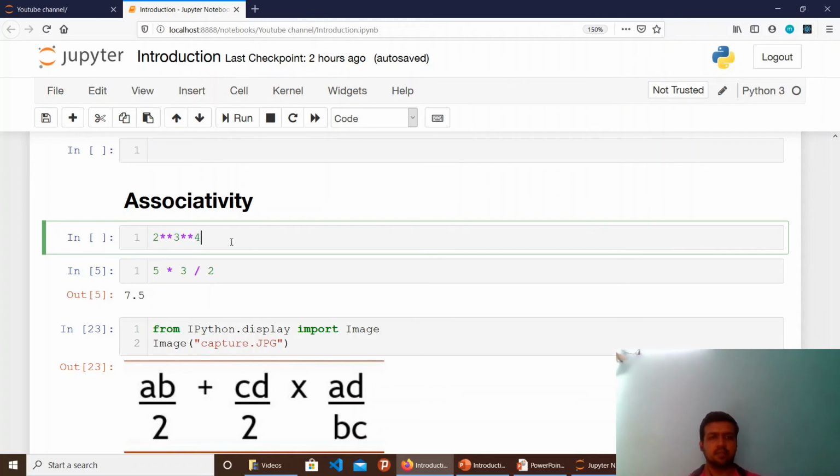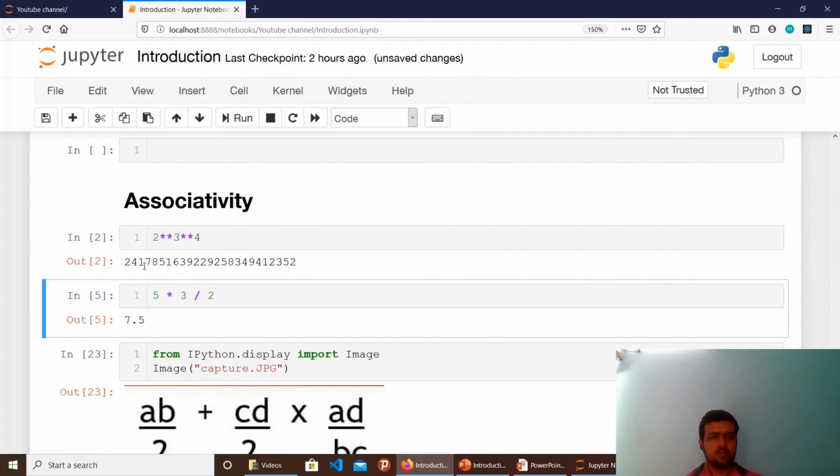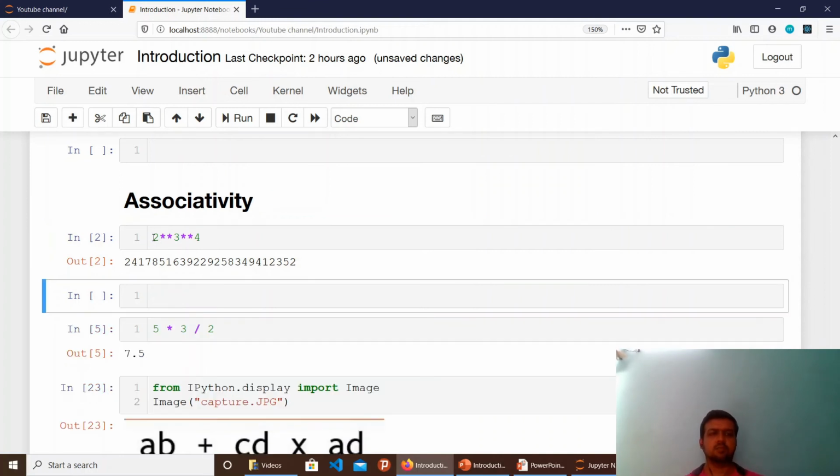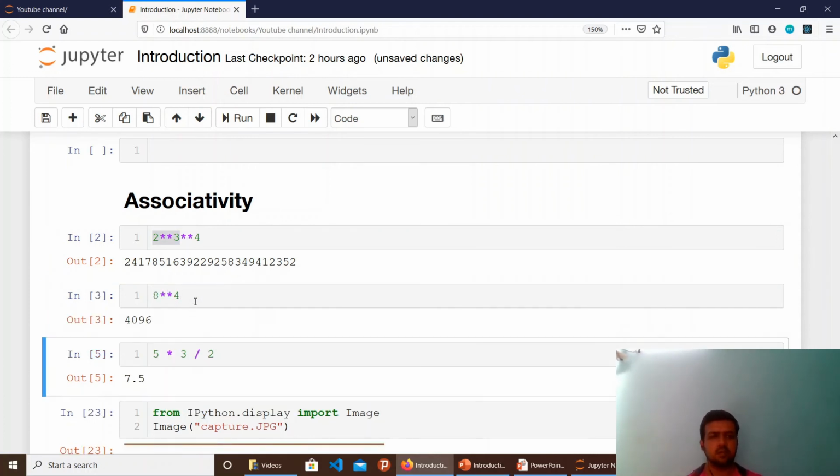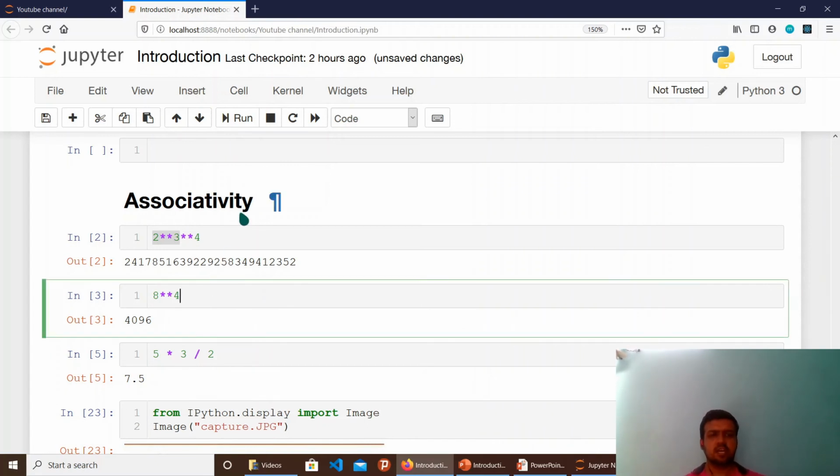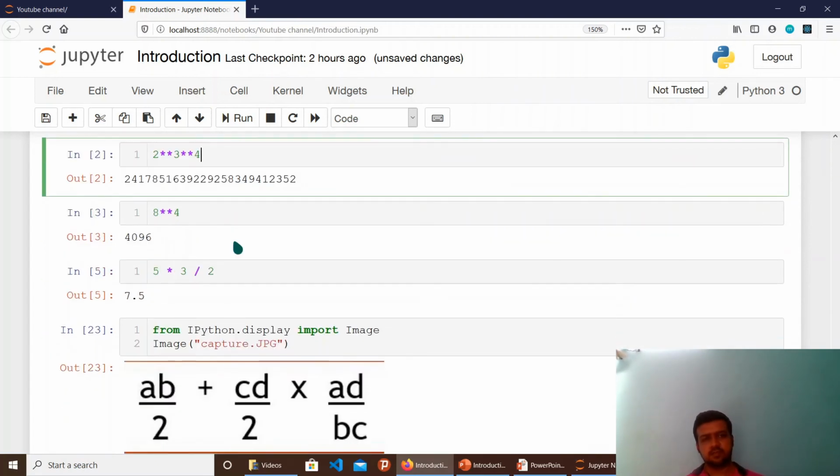So we will get a very big answer. But what if I do this part first? We'll get an answer of 8 to the power 4, which is way smaller than the actual answer. So that's where right associativity comes into picture.